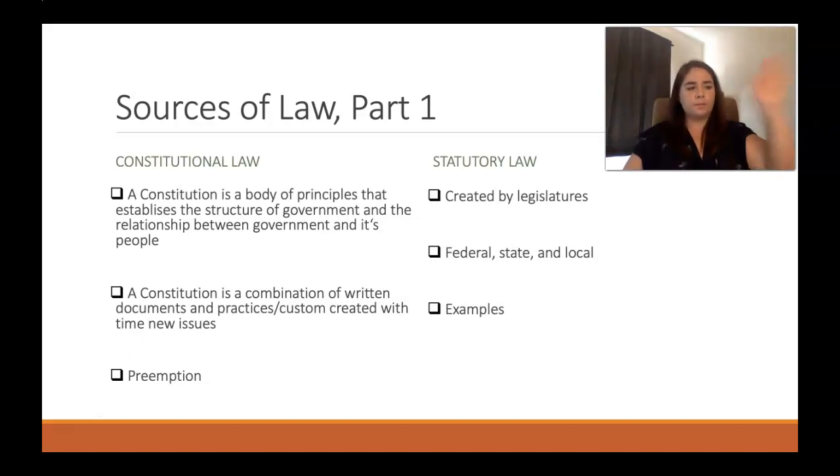So, if a state passes a law that is unconstitutional, it will be preempted by constitutional law. If a state tries to regulate in an area that the federal government has decided that they get to regulate, federal law will preempt more often than not. Stay tuned for how that might be different. So that's constitutional law, supreme source, right? Then you have statutory law.